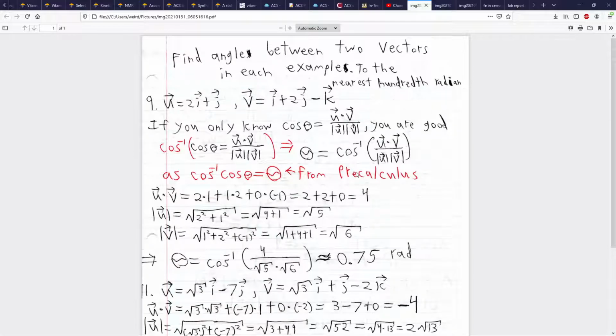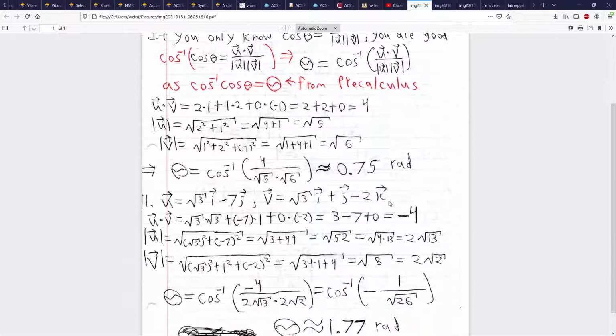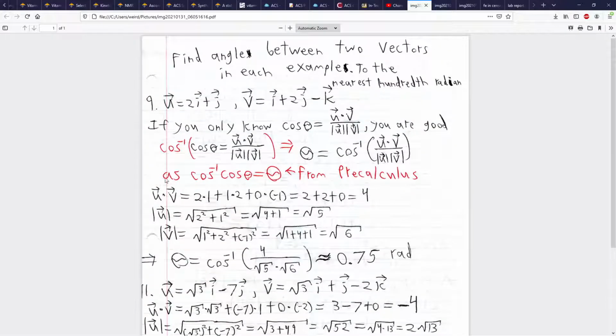Because we know from pre-calculus that the inverse cosine of cosine theta will equal theta, and of course you just take the cosine inverse of this side. Point is that cosine theta equals the dot product of two vectors divided by the individual magnitudes, multiplied against each other. Then you can just say the inverse cosine of this on both sides will give you theta equals inverse cosine of this expression. Here's the example, this first one.